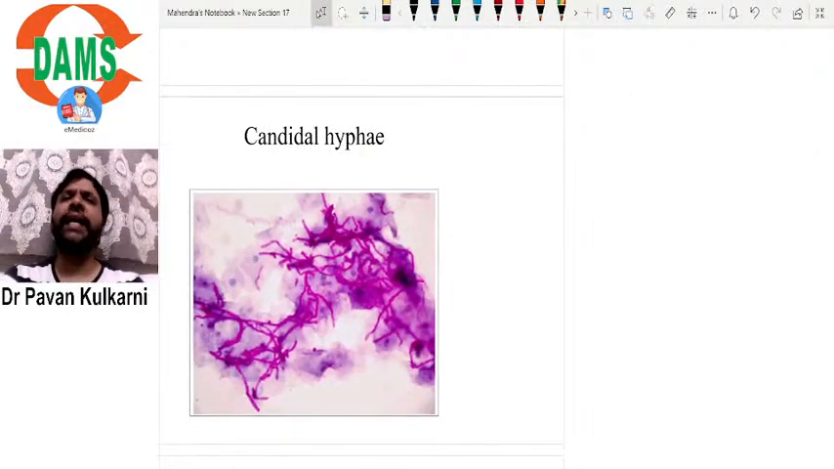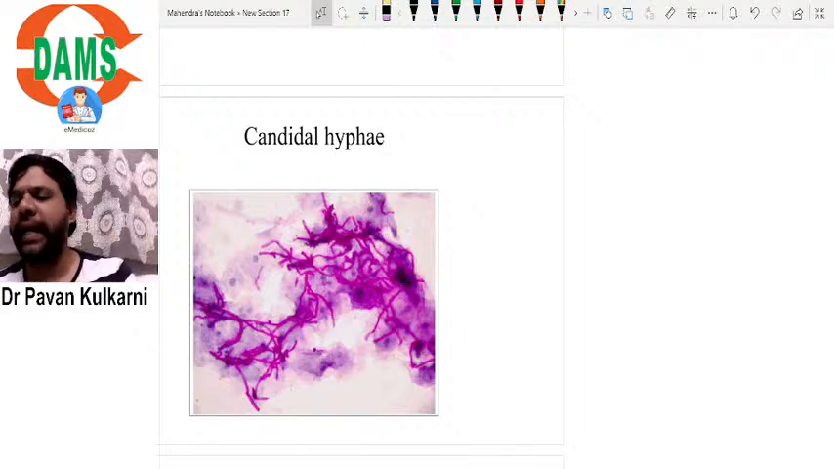Now this is a candidal hyphae. If I stain with a PAS stain, periodic acid Schiff stain, I will be able to see such pink colored rods. They are nothing but your candidal hyphae.